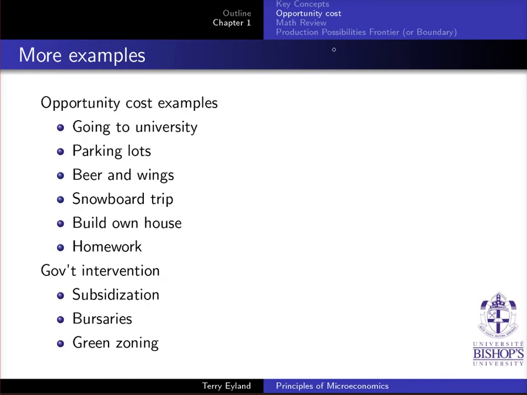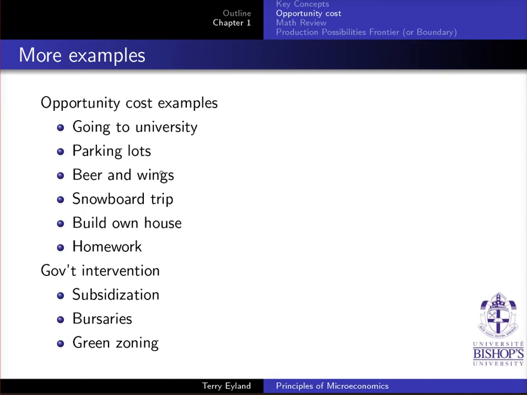Different examples of opportunity costs: going to university. When we think of opportunity costs, it's not necessarily your direct cost of going to university. It's the time that you've put towards studying that you could have been working. That's your big opportunity cost.